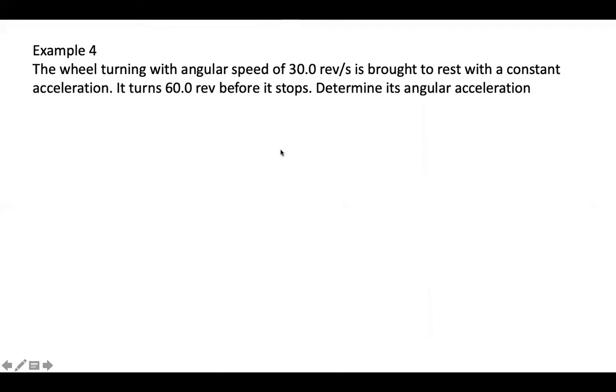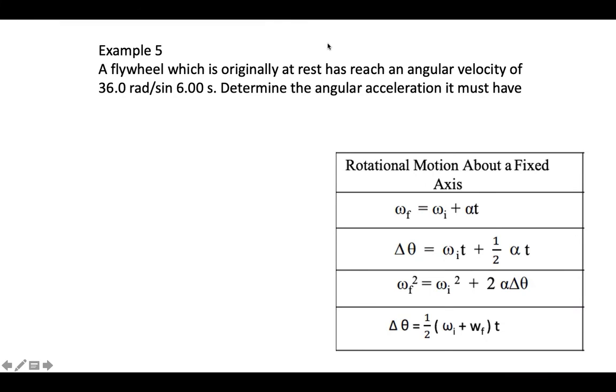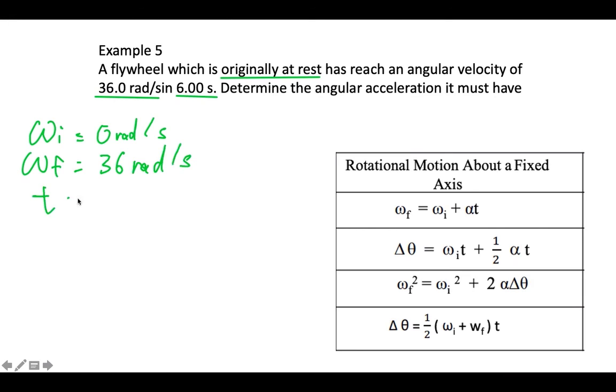Okay, so this is simple. Let's try the last one. A flywheel which is originally at rest. Very important, it means initial speed is 0. It has reached angular velocity of 36 radians per second in 6 seconds. This is a very simple one. Time is 6 seconds. What will we find? Angular acceleration.